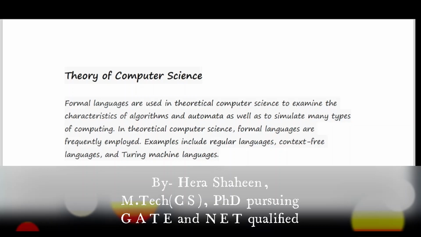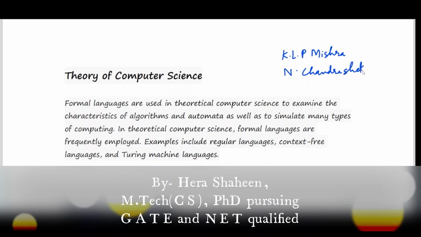Hi. So today we are going to start a new series for theory of computer science. The book we will use for this theory of computer science is by the author KLP Mishra and Chandrasekharan. I think the spelling is the same, or maybe one or more letters are different, but the book's author is this one.